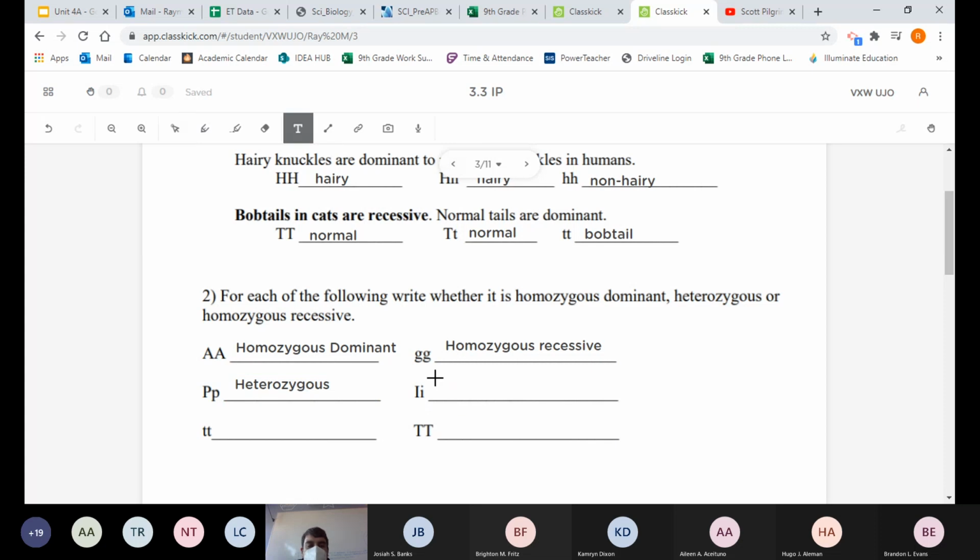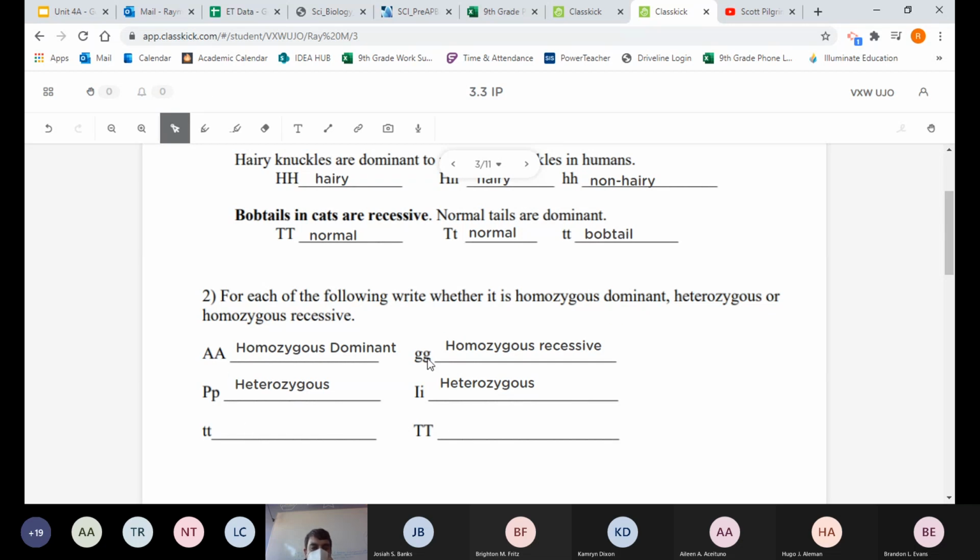You'll notice right next to it, exactly the same thing. We got a capital I, we got a lowercase i. That's going to be heterozygous. Remember that hetero means different. We got different capitalizations, so it's going to be heterozygous.